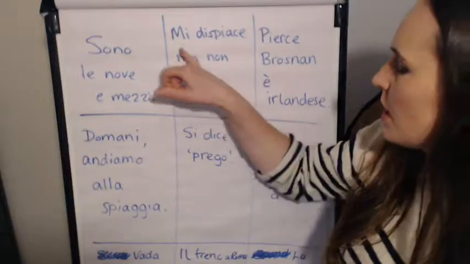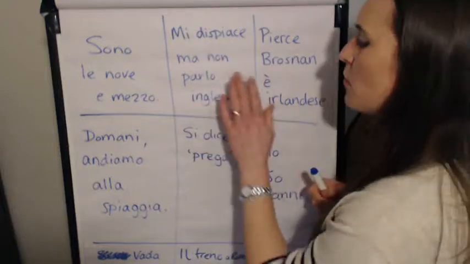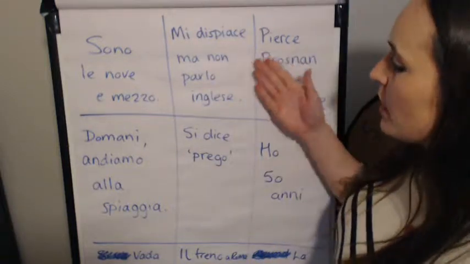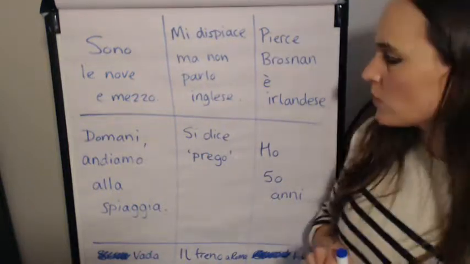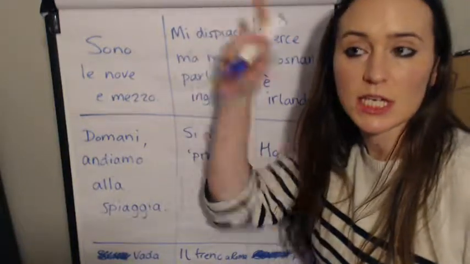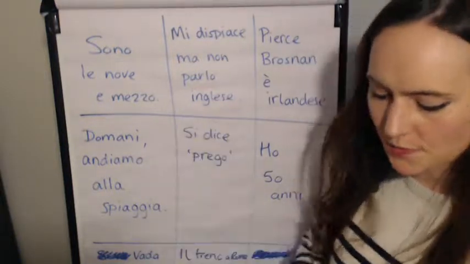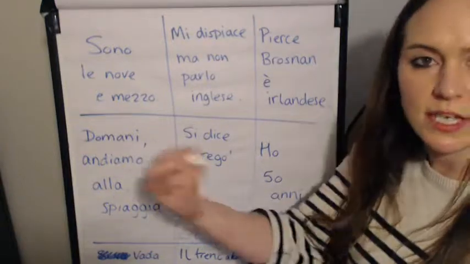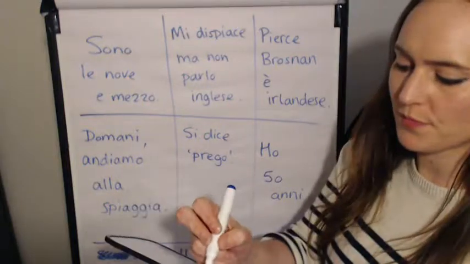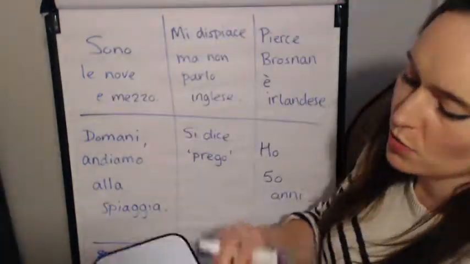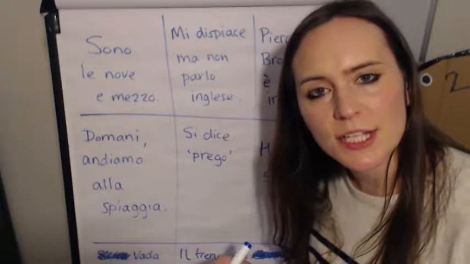Okay, let's look at this one. Guardiamo questo. Questo è la risposta. This is the answer or the response. Mi dispiace, ma non parlo inglese. I'm sorry, but I don't speak English. So, what could the question be? The question could be, excuse me, do you speak English? So, that's the question. How do we say, excuse me, in a polite way? Because if you say that, then you're saying it to someone you don't know. Scusi. Remember that? Scusi. That was from week 1. That's the start. Or you could put a comma there if you like. Scusi, do you speak English?